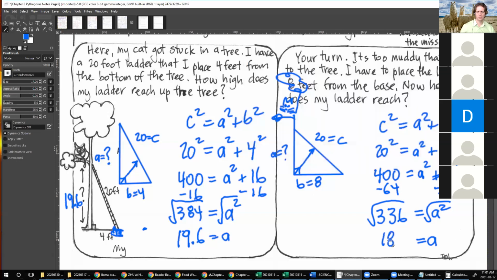18.3. So now it only reaches up 18.3. Hopefully I can still save my cat. But from here to here, this is 18.3. I hope this is making sense to everyone.